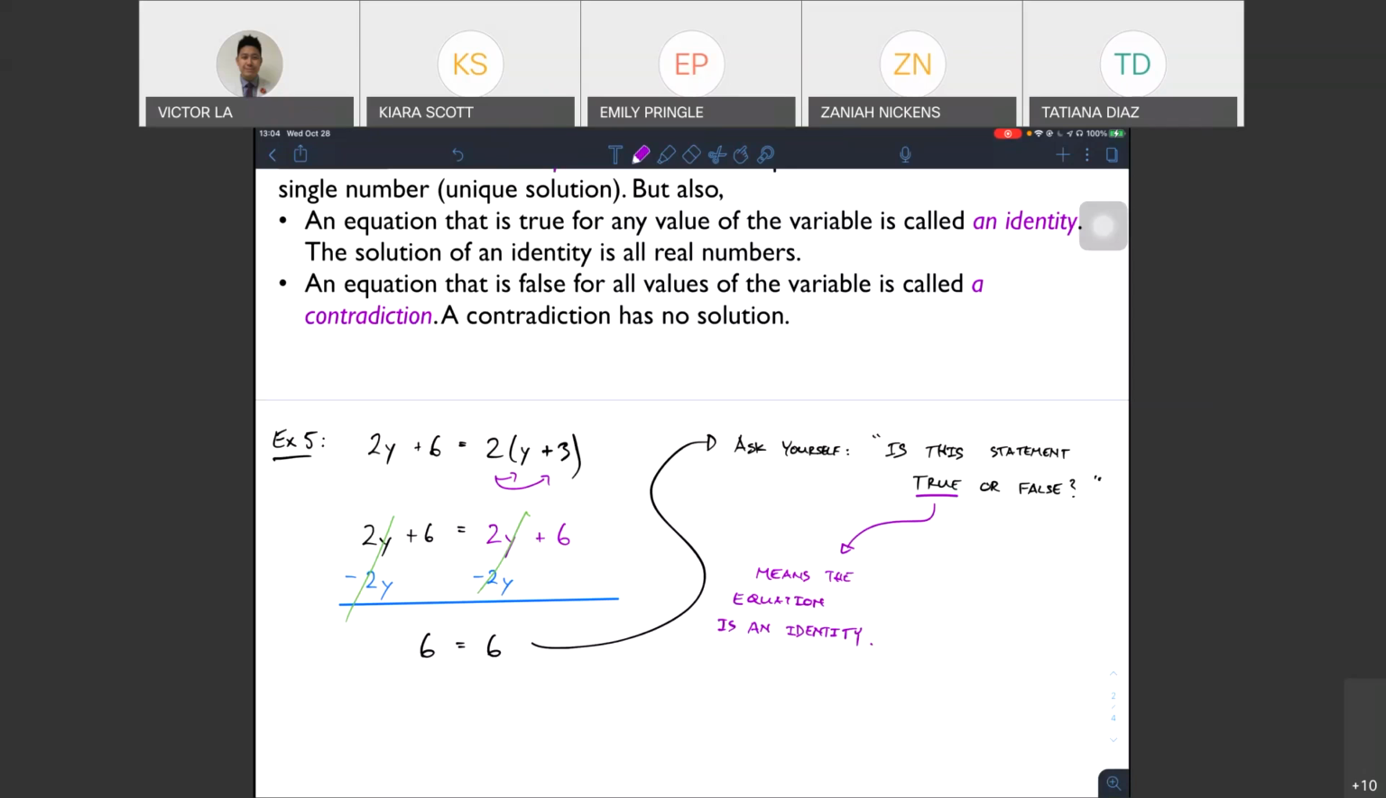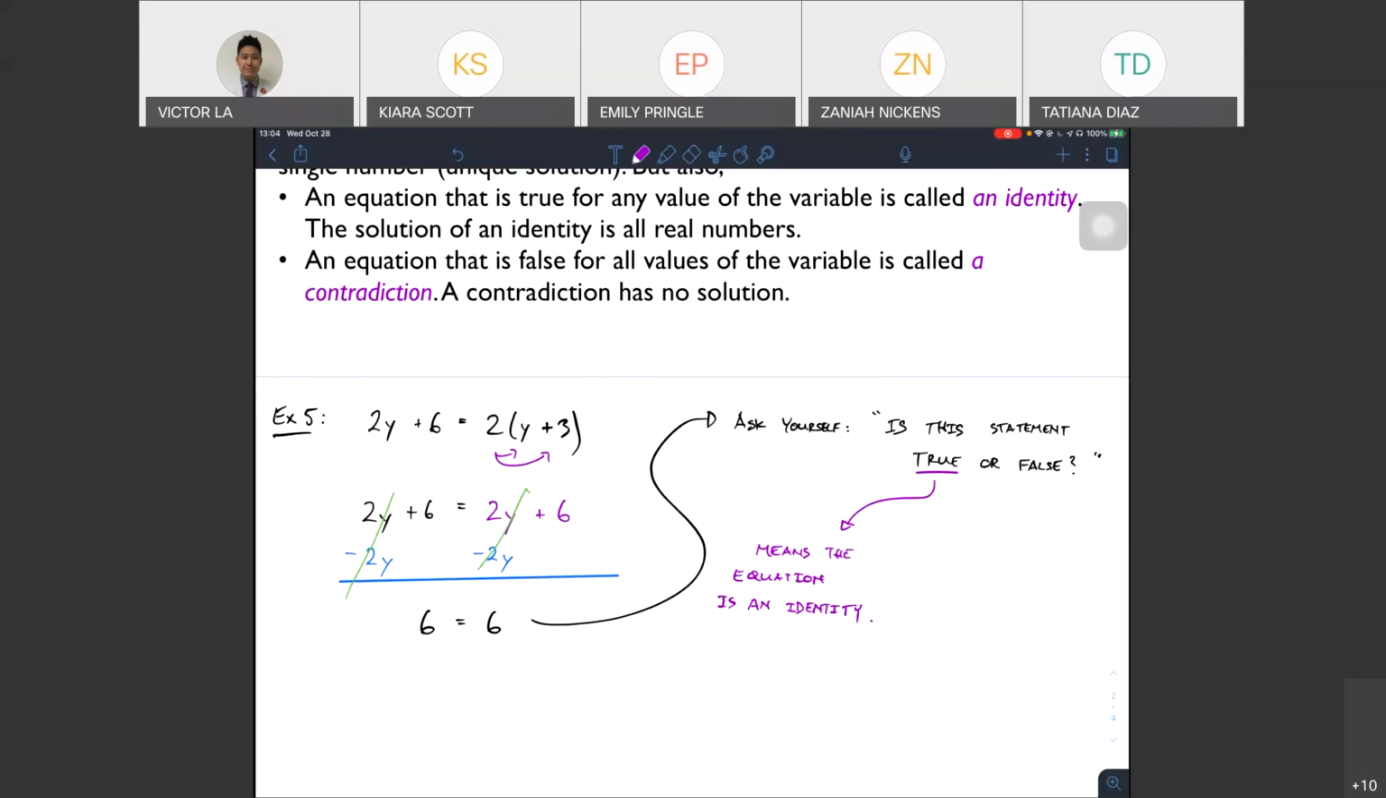Okay, so if you look back at the definition here, just to clear out some cobwebs, it says an equation that is true for any value of the variable is called an identity. And then furthermore, it says the solution of an identity is all real numbers. So what does that mean? You do the problem, you ask yourself, is this true or false? In this case, it's true, and it's an identity. This means, in a nutshell, for any number in the world you can think of that you plug into y, this equation is always going to be true.